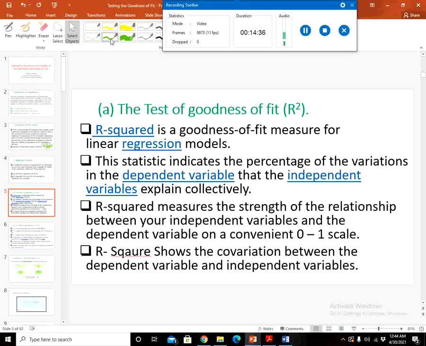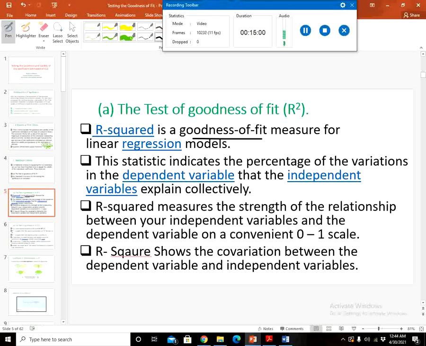Now we study this slide to brief the R square. So R square is a goodness of fit measure for the linear regression model. Of course, it is used for the linear regression model. It is a goodness of fit.